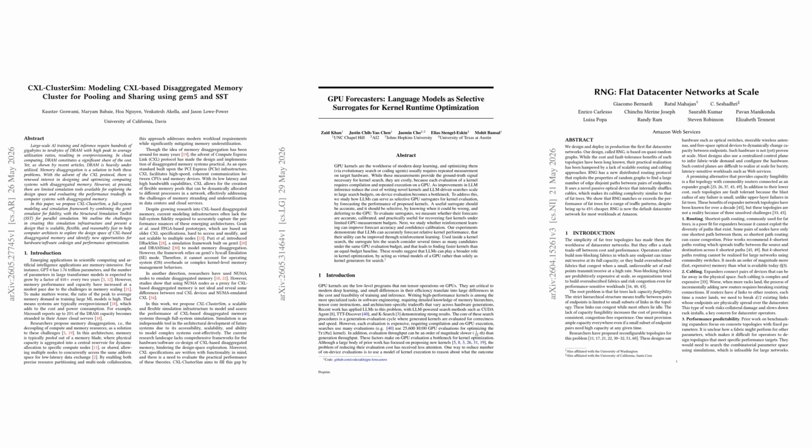Today on the show, we're diving into three very different frontiers of AI infrastructure and optimization. First, UC Davis introduces CXL Cluster Sim, a new way to model disaggregated memory for large-scale systems. Then we'll explore GPU forecasters, where language models from the world of OpenAI, Google DeepMind, and DeepSeek-style systems become selective surrogates for kernel tuning. And finally, Amazon Web Services takes us inside RNG, a production flat data center network built at scale.